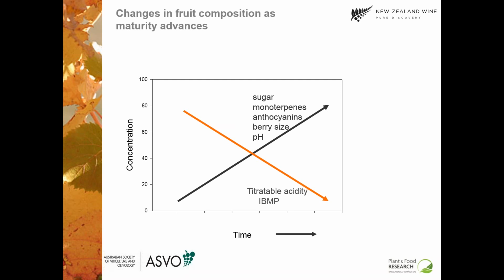Just some basic information on fruit composition. We're all familiar with this. We know that sugars, monoterpenes, anthocyanins, berry size and pH all generally increase with time, and the titratable acidity, the oxypyrazine IBMP concentrations and the like tend to decrease with time. We also know that as time progresses, there is an increased risk in cool climates like Marlborough from frosts, and in some of the wetter climates from disease. So there's a challenge here to the grape grower and the winemaker to balance the risk against the optimum concentration and composition of the fruit.